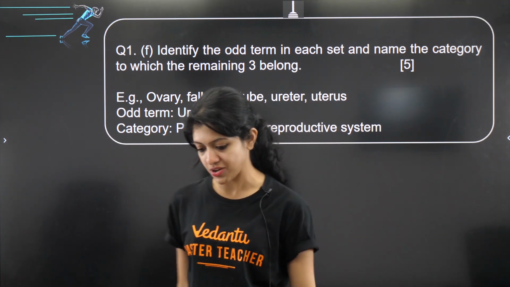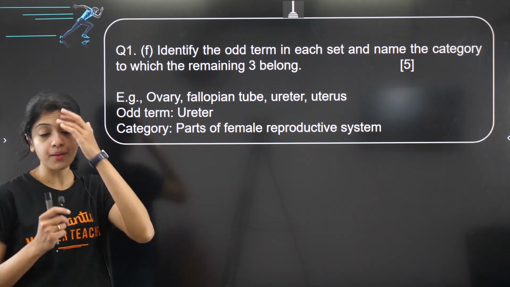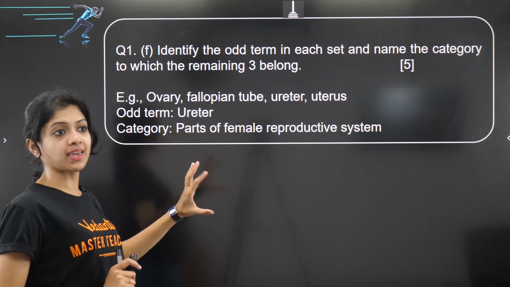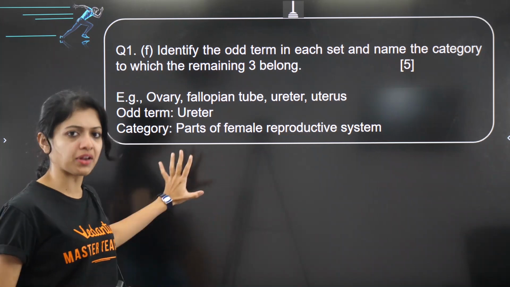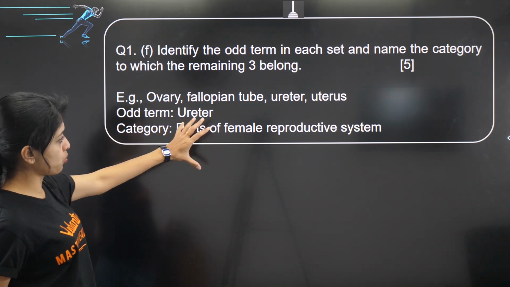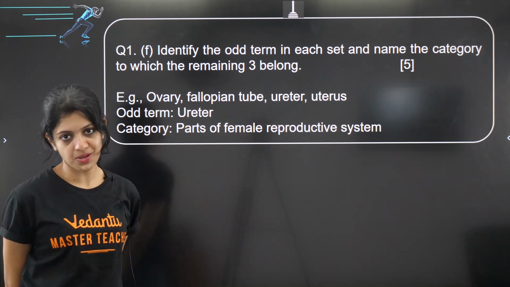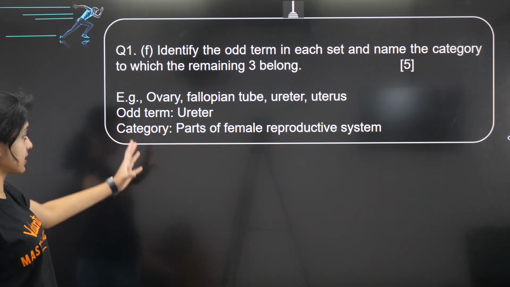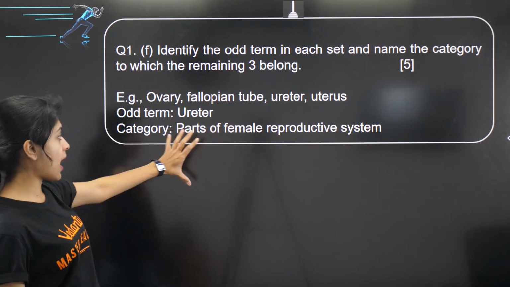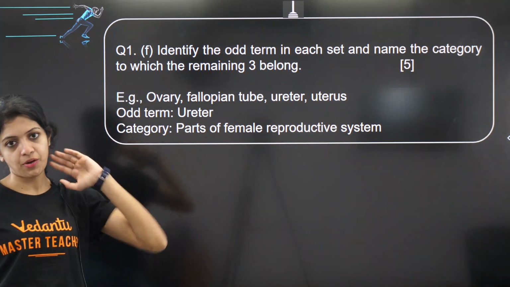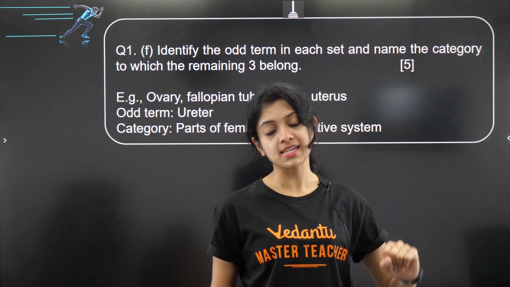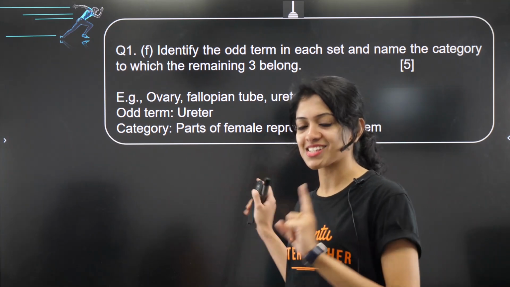Okay, this is again another interesting one. You are supposed to identify the odd term in each given set, and name the category to which the remaining three belong. For example, they've also given you an example. The terms given to you as a set are the ovary, the fallopian tube, ureter, and the uterus. The odd term here is the ureter. Why is it so? Because the rest of them are a part of the female reproductive system. Ureter would not fit in, but you can get confused if you did not read the question clearly. That is why it's been put there.